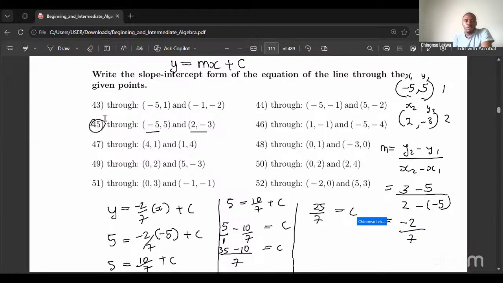So the value of c is 25 all over 7. So I can go on to compute that. So my slope-intercept form, therefore, would be y is equal to -2 over 5 x plus 25 all over 7. So this is the slope-intercept form of that equation.